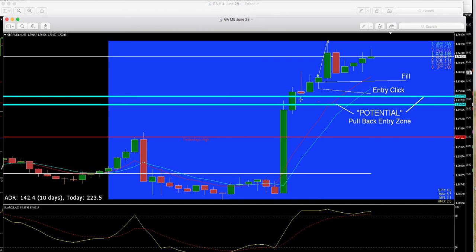So this was quite a pullback, actually. So I figured it was worth a shot. And then this candle came up. This one pulled back a little bit more. So I just happened to pull the trigger.